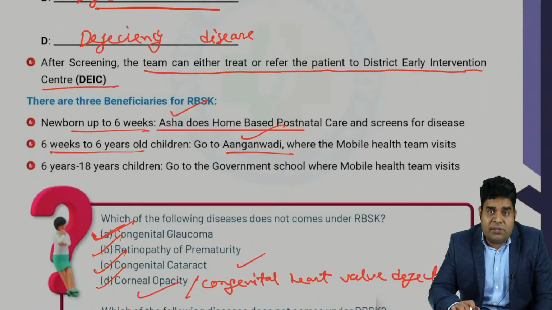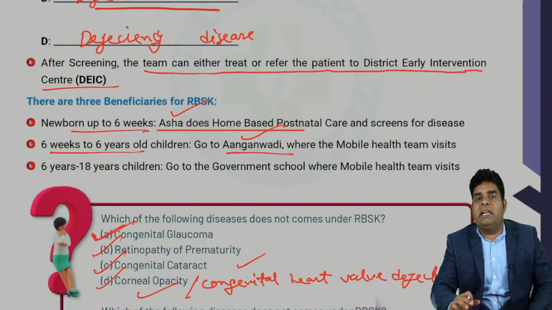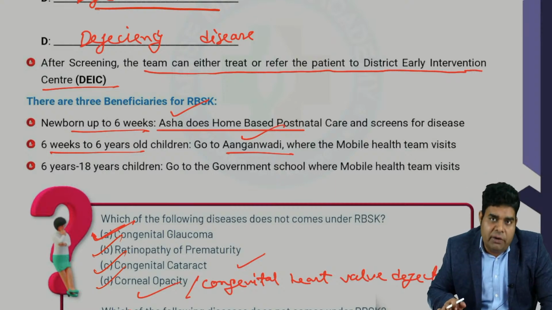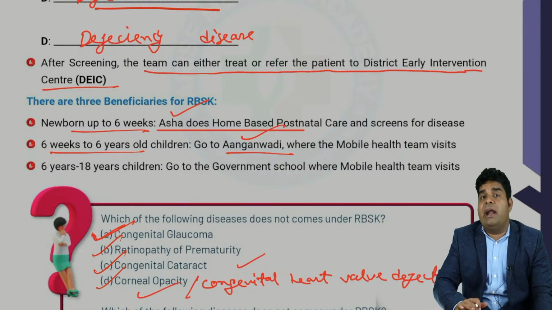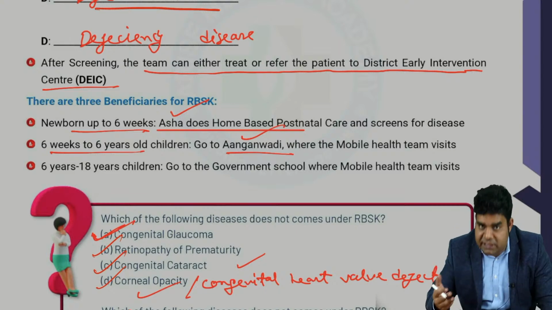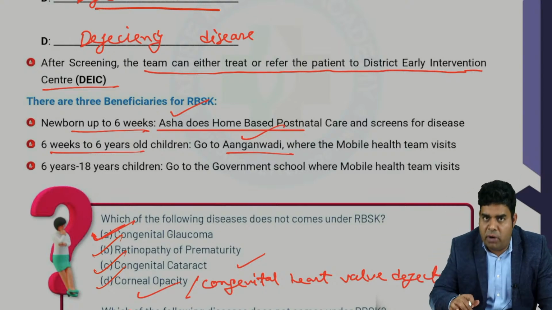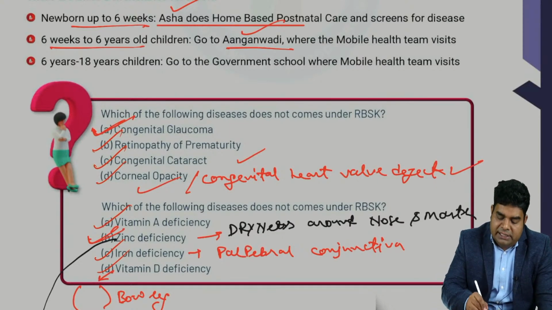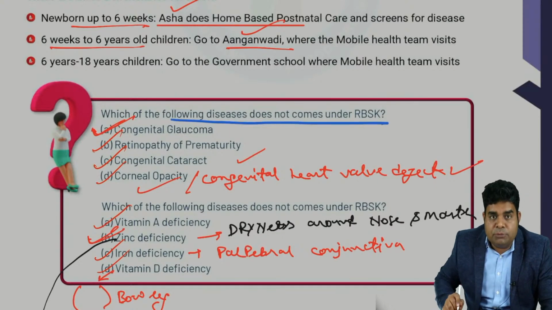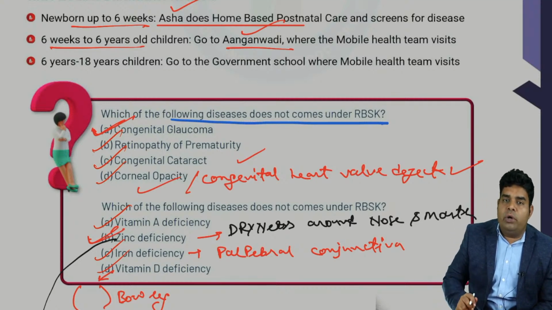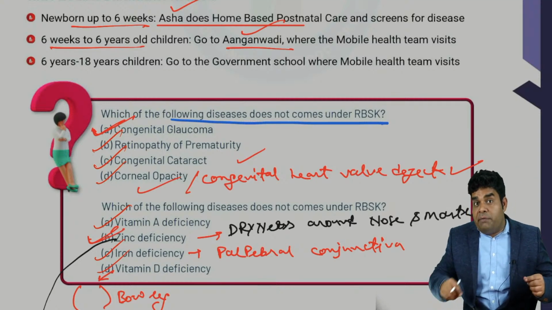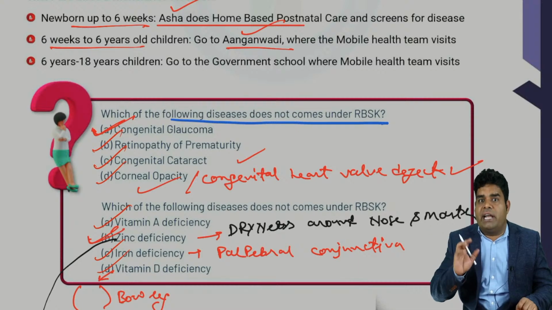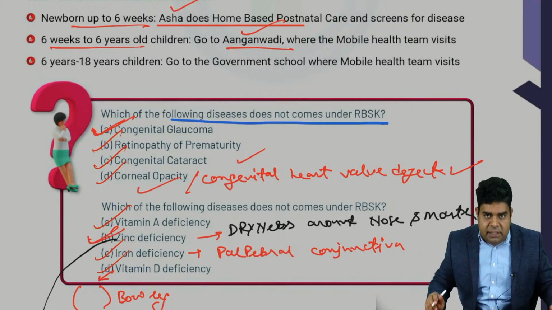So, who does the screening? Ayush doctor does the screening in government school, Anganwadi worker does the screening in Anganwadi, and ASHA worker does the screening by home visit. So, all 3 people work under RBSK. The question which they ask from here is, which of the following diseases do not come under RBSK? So, in RBSK, Ayush doctor is going with a stethoscope only. So, if any disease needs an instrument for detection, it will not come under RBSK.